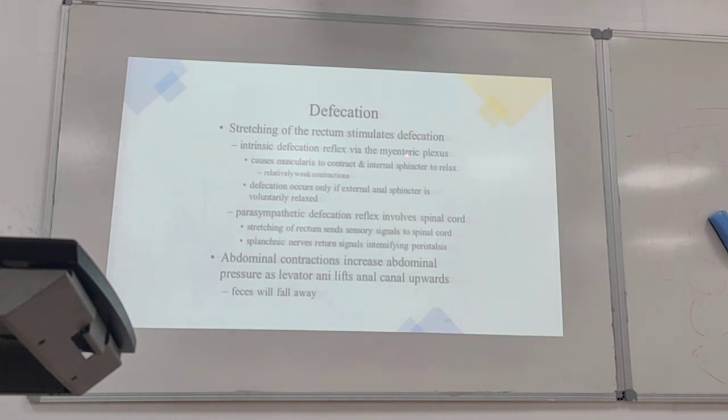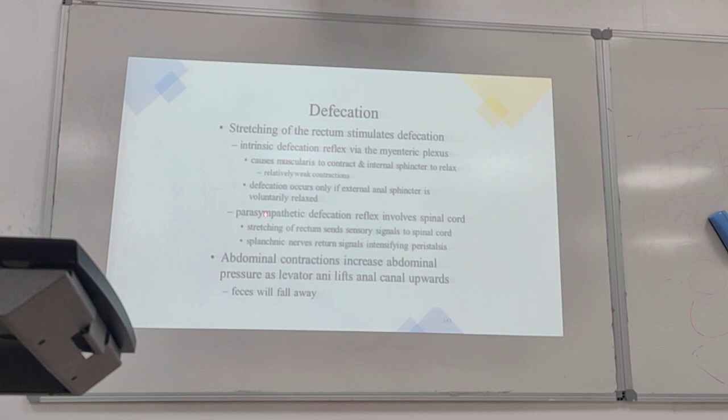The intrinsic defecation reflex is through the myenteric plexus, which is in the wall of the colon. It causes the muscle of the colon to contract and the internal sphincter to relax. So the sphincter relaxes and the stool goes outwards. Defecation occurs only if the external anal sphincter is voluntarily relaxed. So the same exercise that we did, we can constrict our external sphincter if we are normal, alhamdulillah, and we will not pass stool unless we are at a proper place.